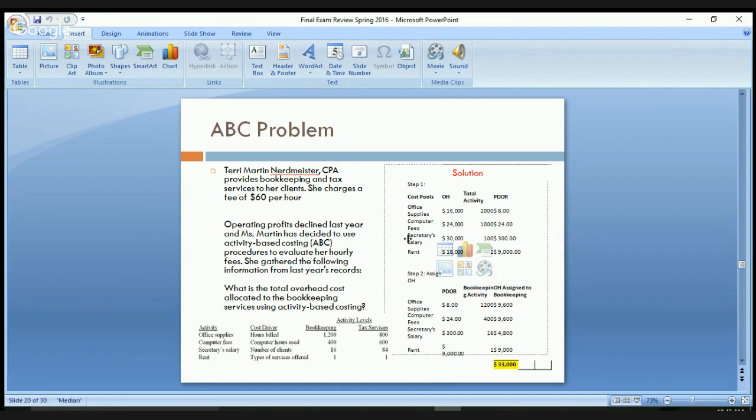So to get the overhead amount that we're going to allocate to bookkeeping, I'm going to take the 8 times the 12, the 24 times the 400, the 300 times the 16, and then the 1 times the 9,000. So we have a total of $33,000 going to bookkeeping for our overhead.